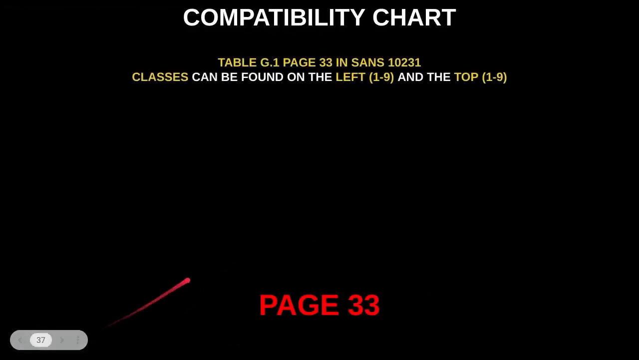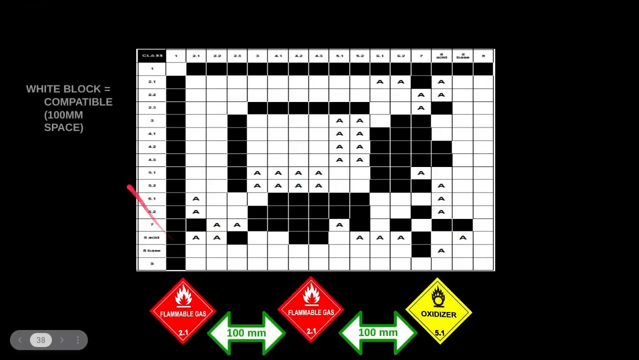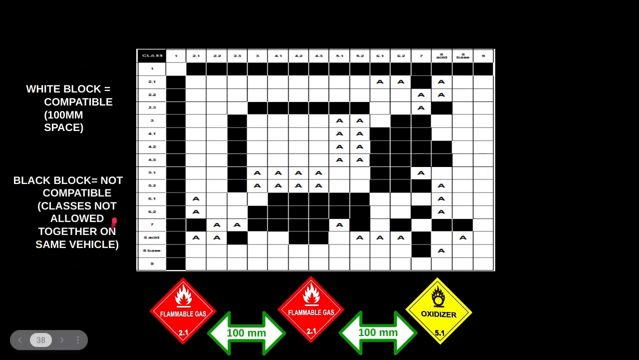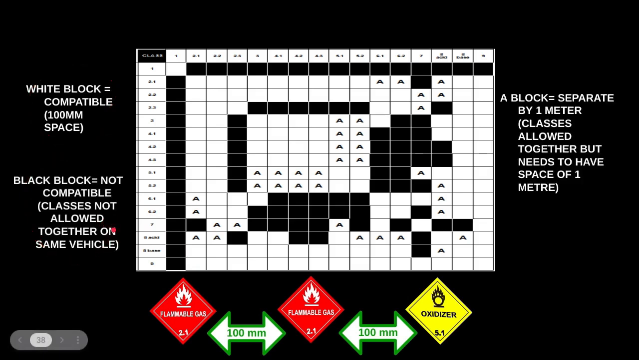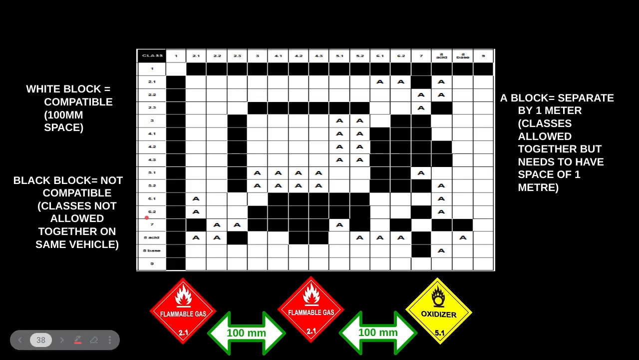Let's look at our compatibility chart. It says here, a white block means the goods are compatible, but requires a 100 mm separation. A black block means the goods are not compatible, and they must be transported separately. A block marked A means the goods are compatible, but requires a 1 meter separation.